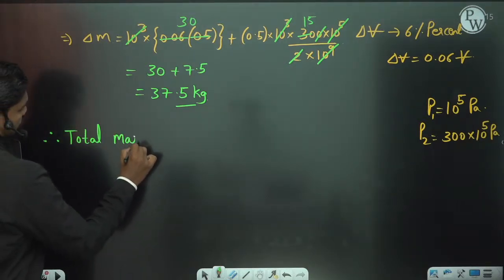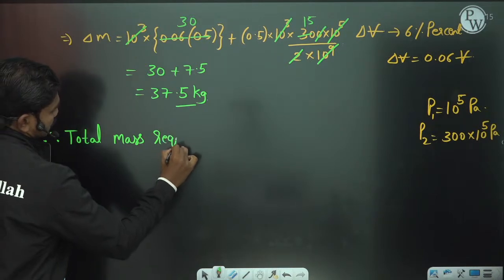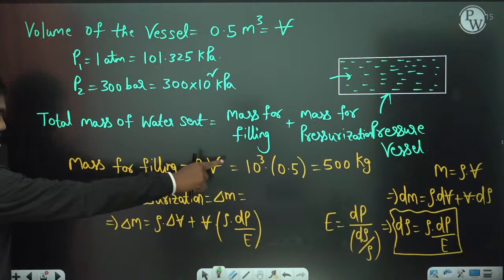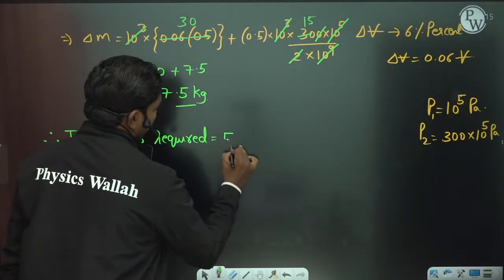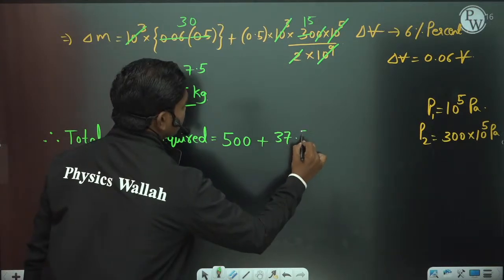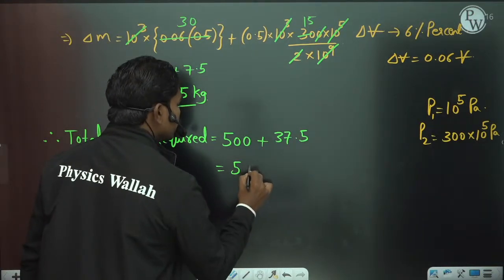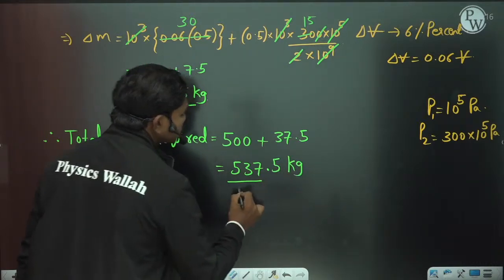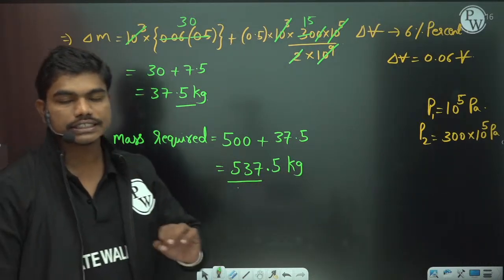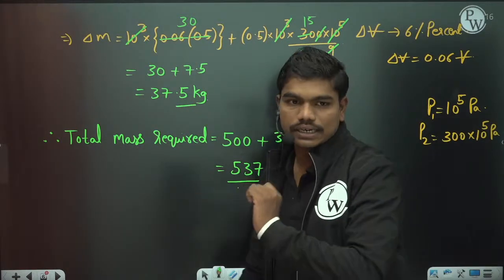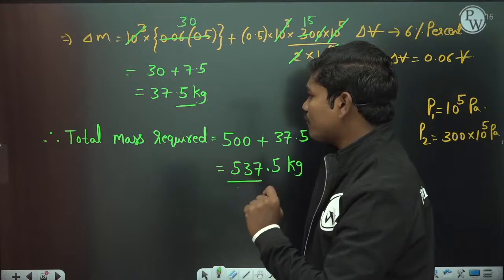Therefore, total mass required is how much? Total mass required is mass for filling, which is 500 kgs, plus mass for pressurization, which is 37.5 kgs. So total 537.5 kgs is the total mass you need to send for the pressurization of this vessel. Clear? Did you all understand how we have calculated the mass?